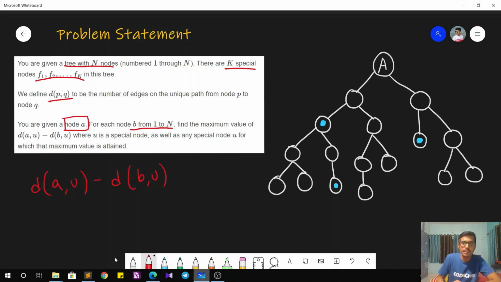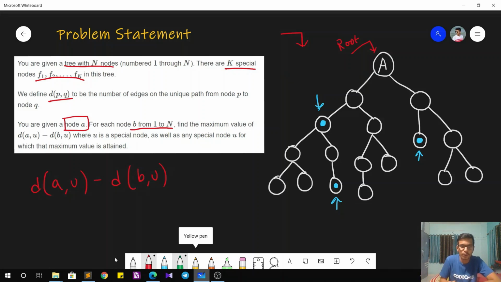In the diagram that you can see on the right hand side, I have drawn a sample tree where the given node A, I have considered as my root. The nodes in blue, which you can see over here, are nothing but the special nodes. So we'll be given such a tree with the special nodes and the node A.